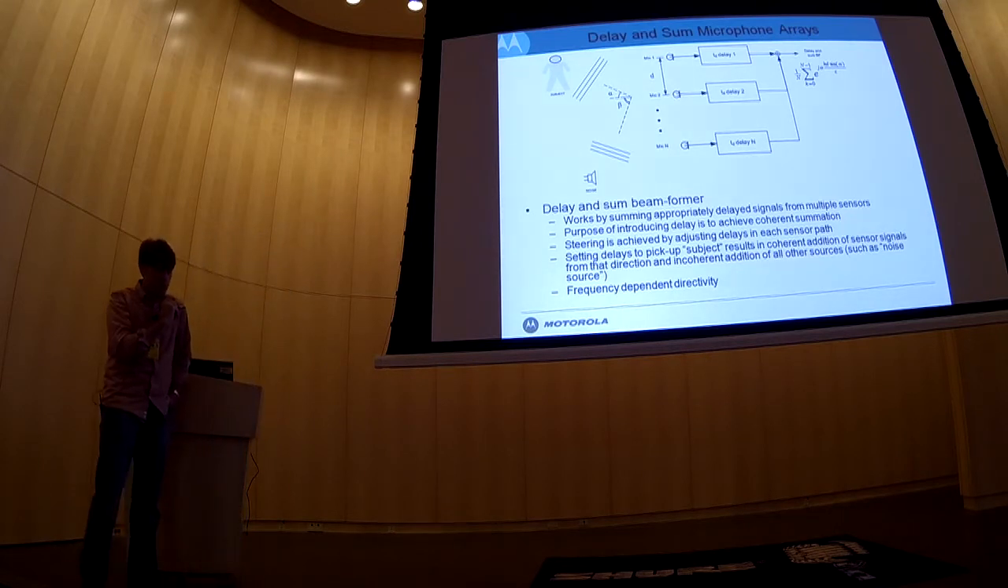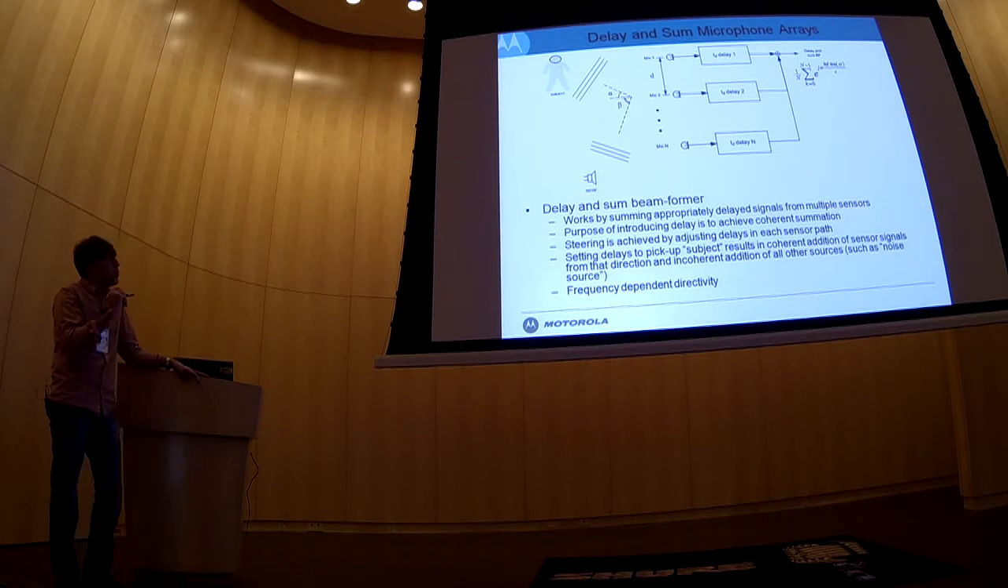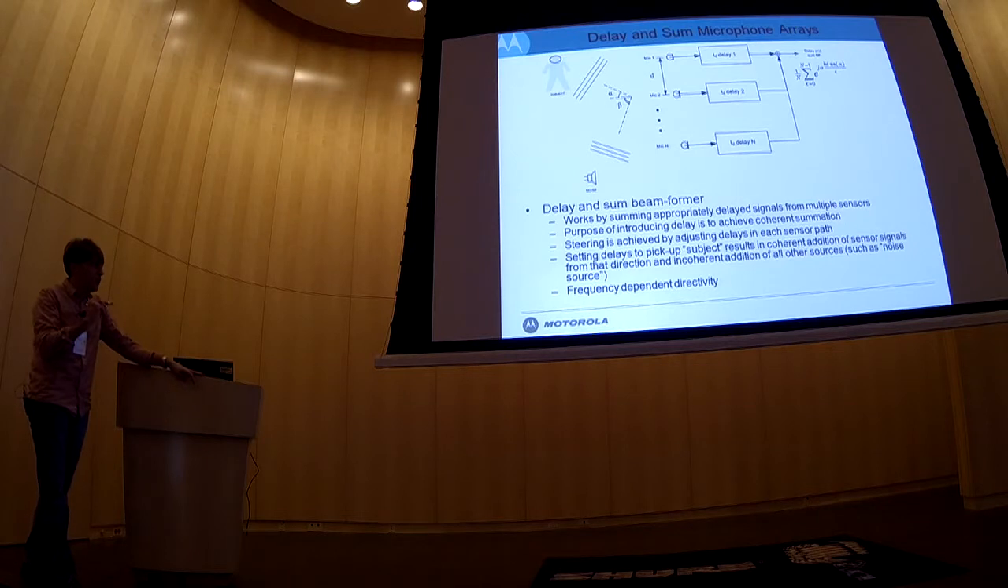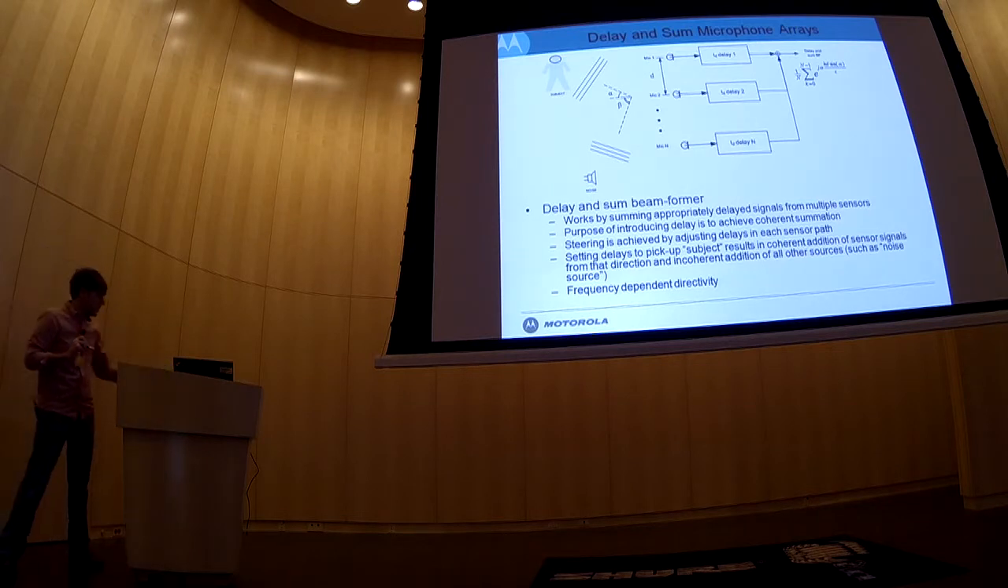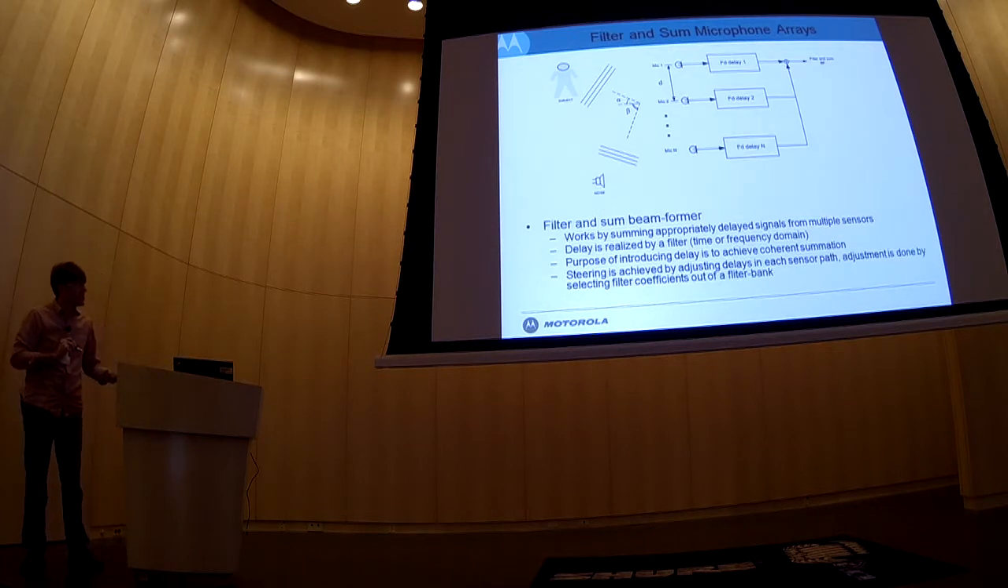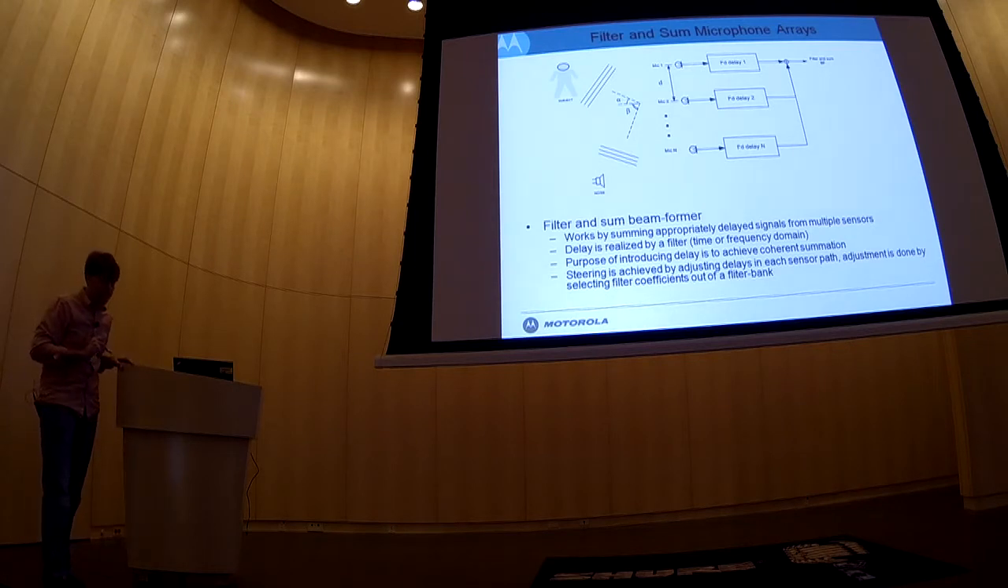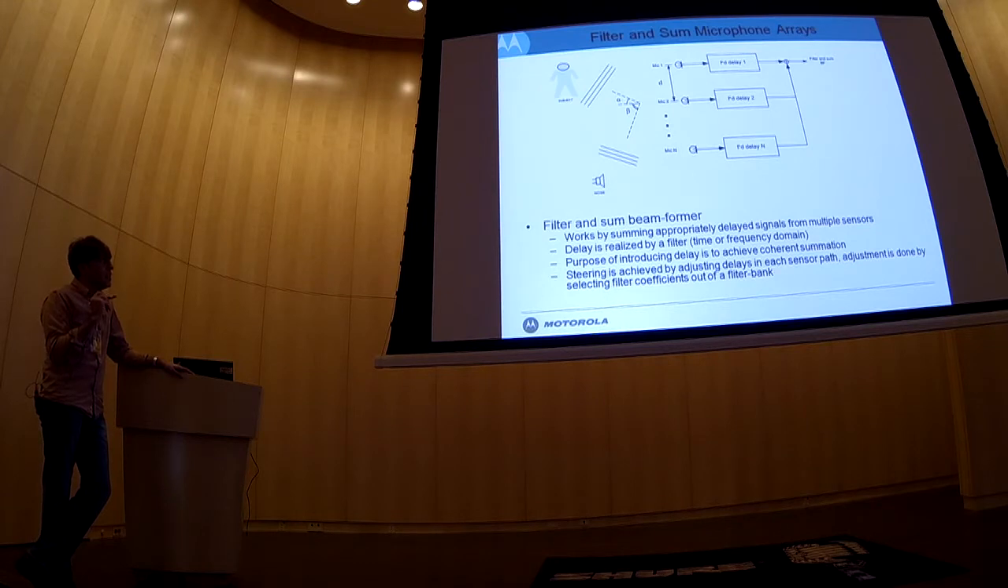Now, this looks easy to appreciate. It has one very big problem. That big problem is that the directivity of the array is frequency dependent. In practical terms, when this is realized, the cousin of the delay and sum beamformer we call filter and sum, because the delay in each of the branches is realized using a digital filter most often.